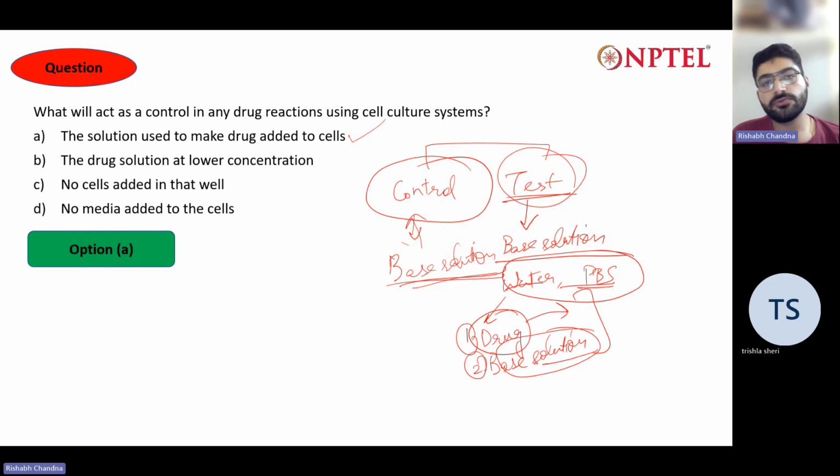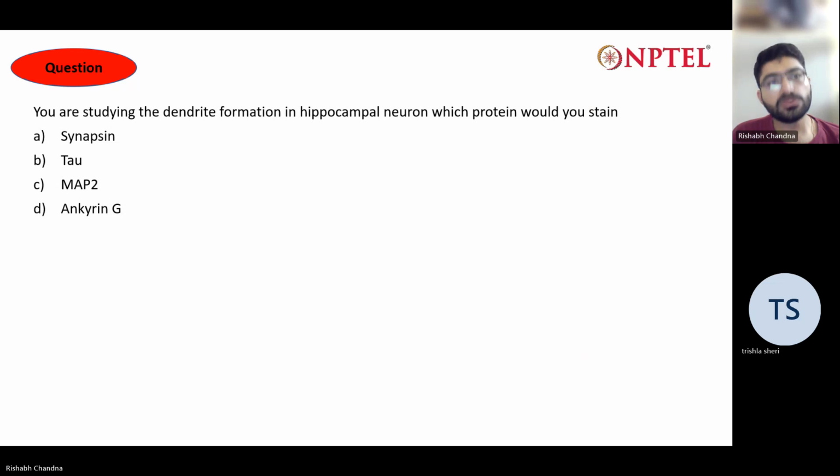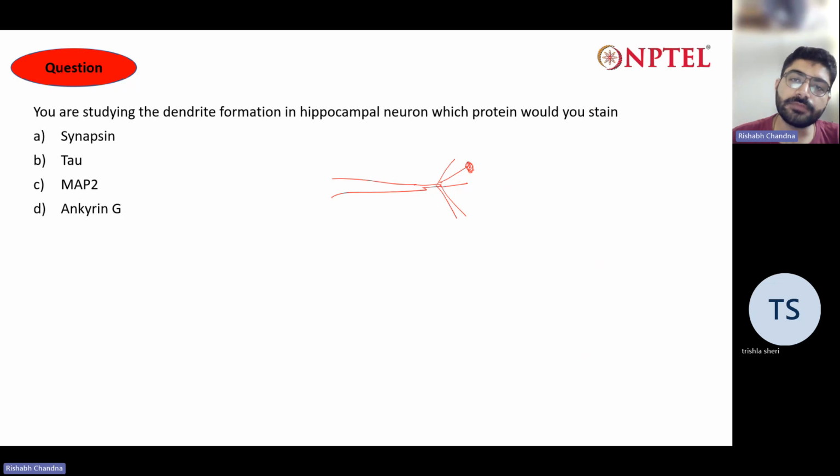Okay, so let's move on to the next question. You are studying the dendrite formation in hippocampal neuron. Which protein would you stain? As we have discussed in previous questions also, consider this as the axon of the neuron, and here it will form certain branches, and these are the synaptic clefts. Now in this area, it will have some bulbs. These are called synaptic buttons. Now there will be certain proteins that will be only present in this particular case.